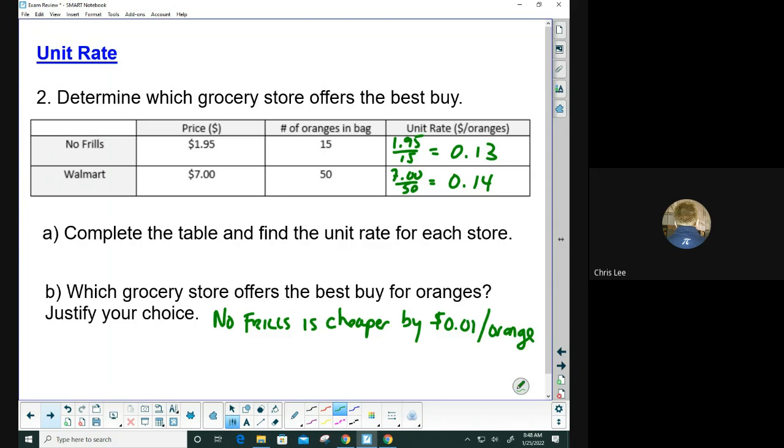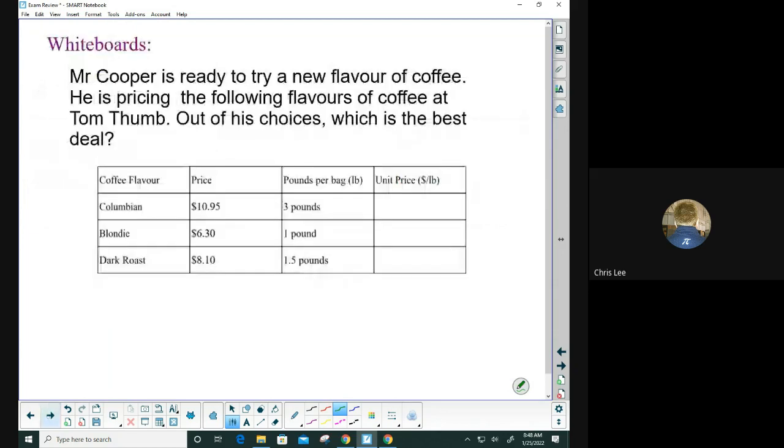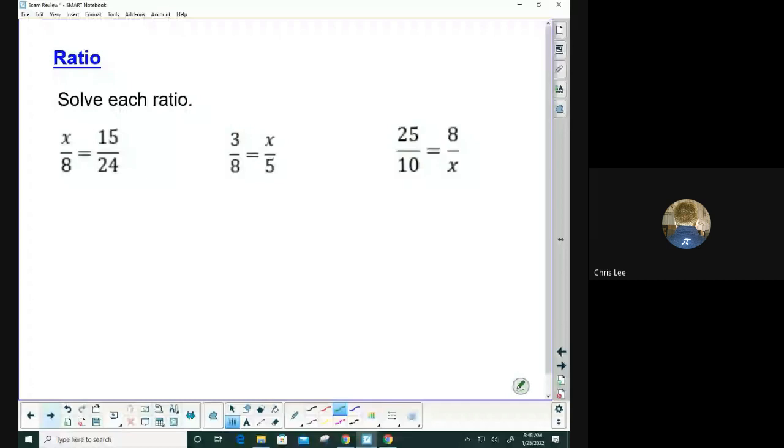I showed you that example of the bagels right at the beginning where it was actually cheaper to buy them separate than buying the club pack. And this one, it looks like No Frills is cheaper by 1 penny per orange. Okay, so it's not just which one is better, but also by how much. That's the justifying part. Good? Any questions there? I think this one we did pretty well. We'll skip that. All right, let's go right to the next page then and get to ratios.